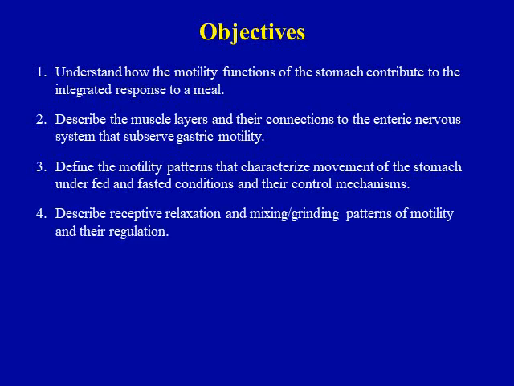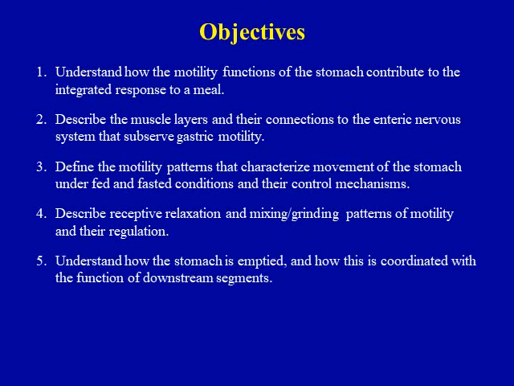Describe receptive relaxation and mixing or grinding patterns of the motility and their regulation. Understand how the stomach is emptied and how this is coordinated with the function of downstream segments. Understand the pathophysiology of vomiting.